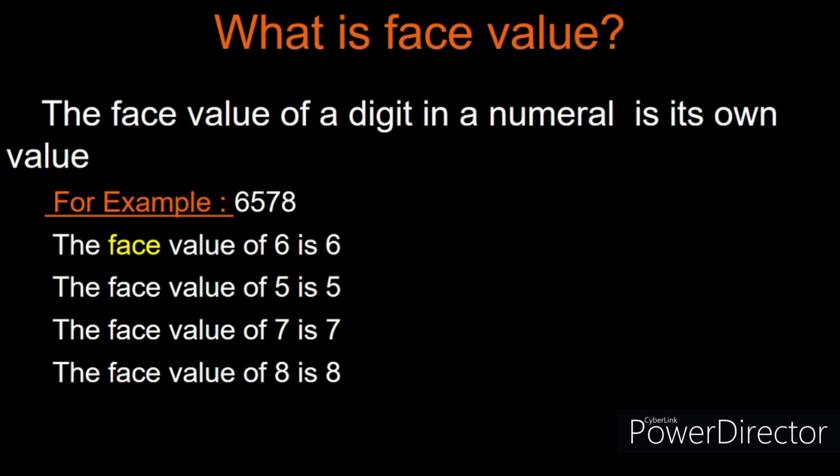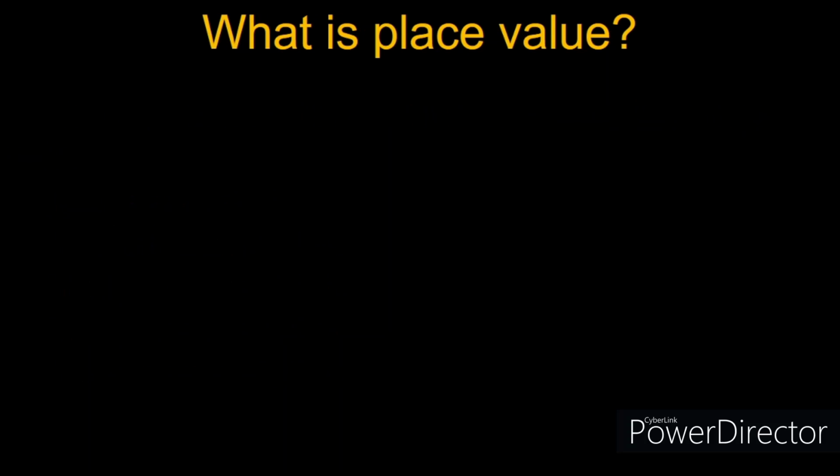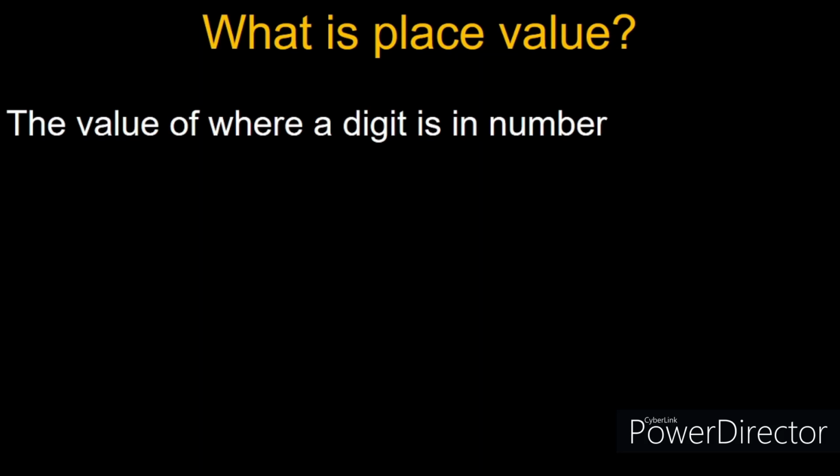Next, what is place value? In olden days, in our childhood, we learned place value, but day by day we may forget. So what does place value mean? It is the value of where a digit is in a number. For example, 6573. If we have thousands or 10,000, we go in backward order: ones, tens, 100, 1000, 10,000, lakh, 10 lakh, crore, 10 crore. Those are the places of the value.